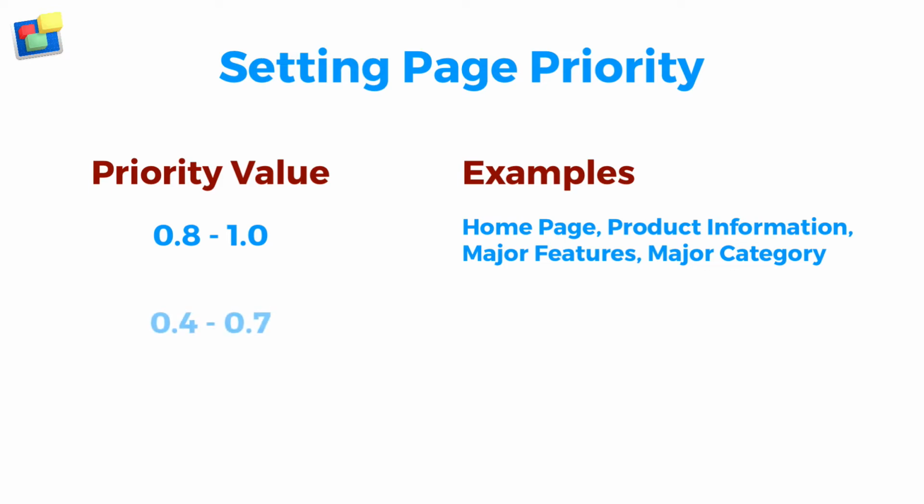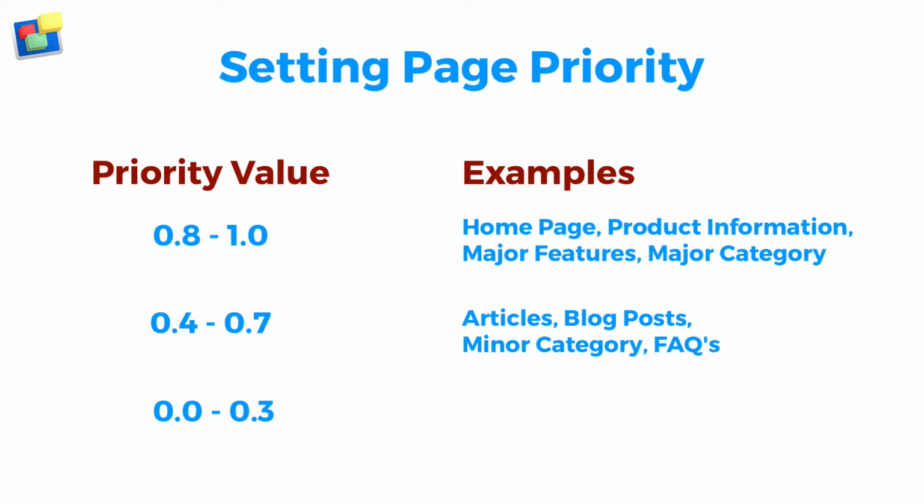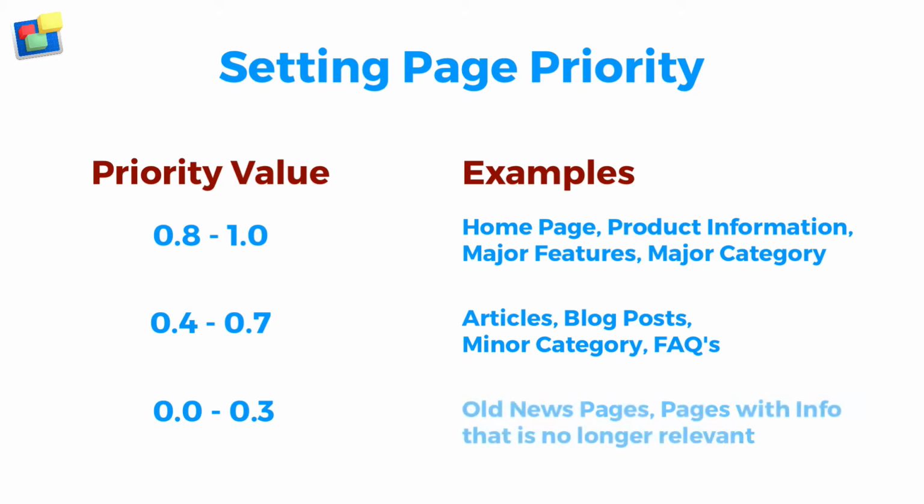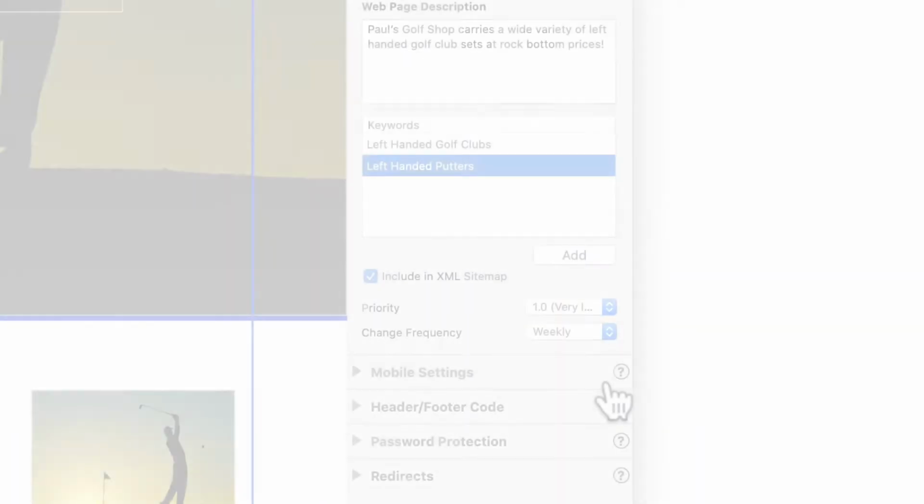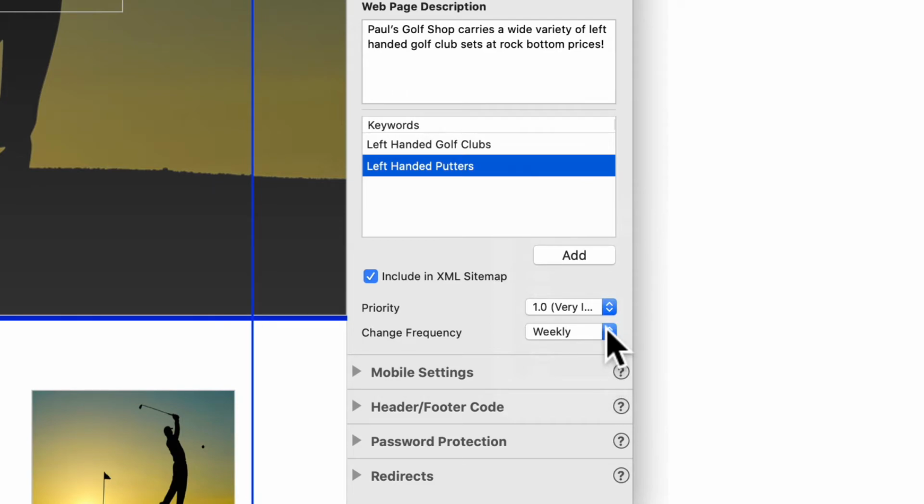A priority value between 0.4 and 0.7 is often used for articles, blog posts, minor category pages, and FAQs. Whilst priority values of 0 to 0.3 are used for old news pages and for those pages where the information is no longer relevant. The change frequency field tells search engines approximately how often each page is updated. An update refers to actual changes to the HTML code or text of the page. Select the change frequency that is appropriate to the page.